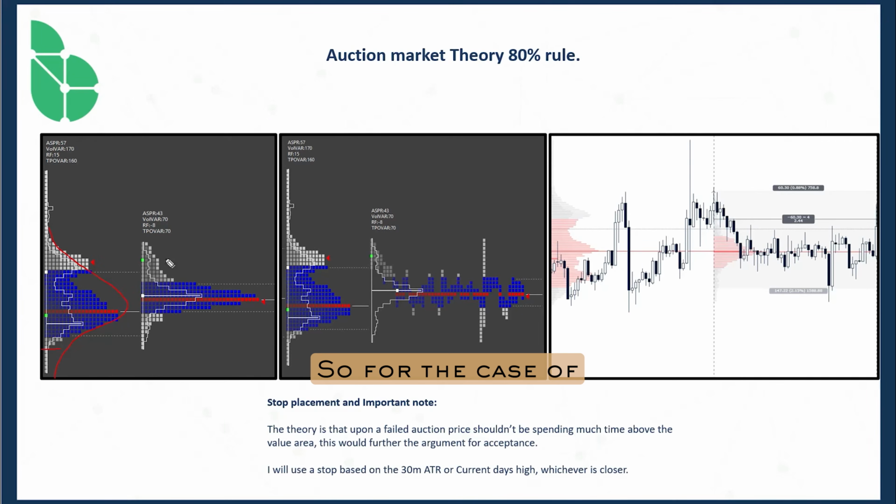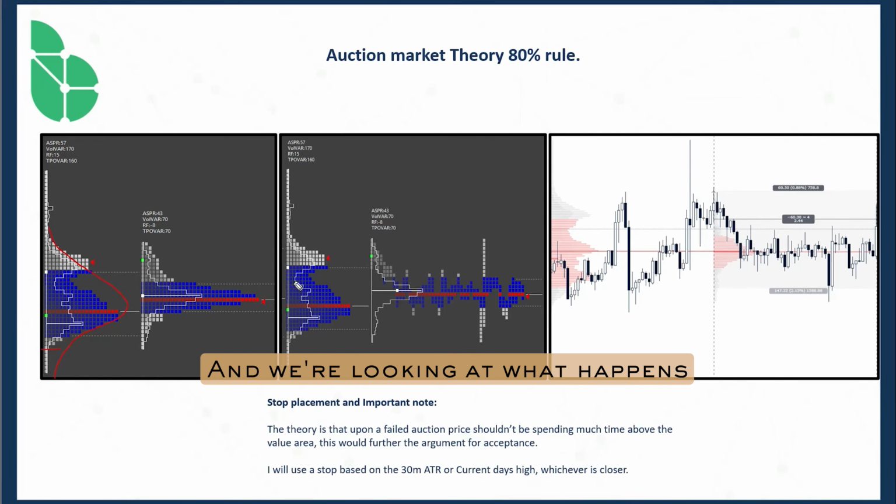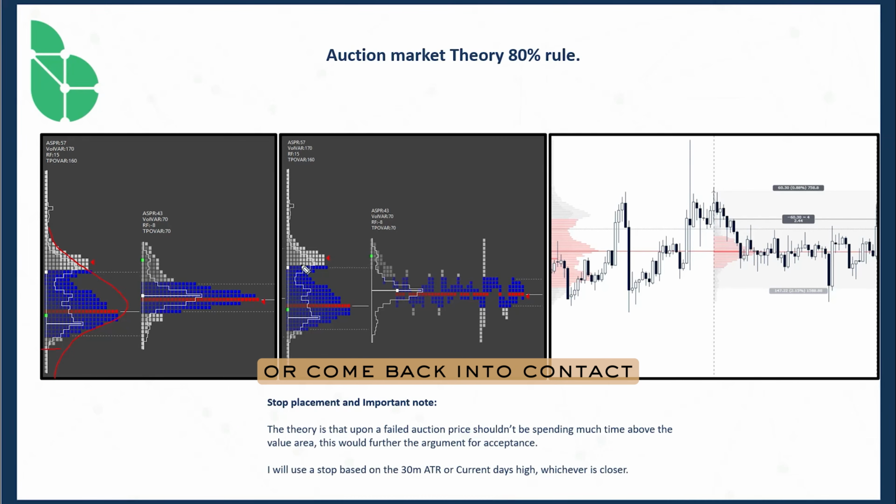All right, so for the sake of fitting this on the chart in a neat and organized manner, I just went with these two profiles rather than including three. So we're coming off of being semi-in balance, not imbalanced. All right, and we're looking at what happens when we regain or come back into contact with this value area high. And the idea is that we trade consecutively for 2 30-minute periods, so essentially 2 TPO bars.